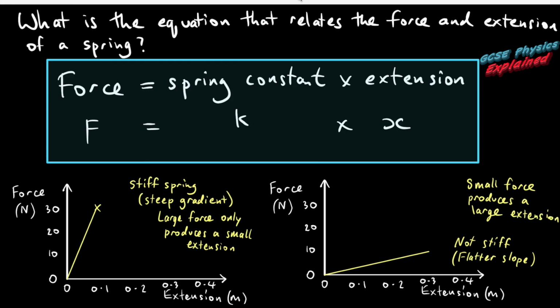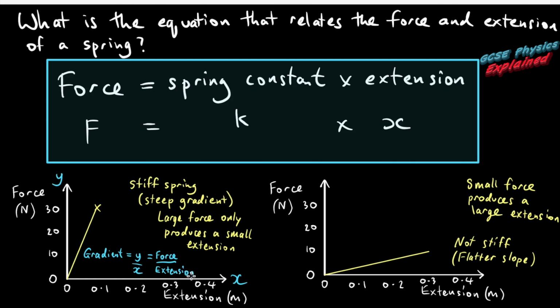Now let's have a little look and see what the gradient tells us. That's called your y-axis up the side, and that's called your x-axis along the bottom. And to get the gradient, you always do y divided by x. And in this case, y is the force and x is the extension.